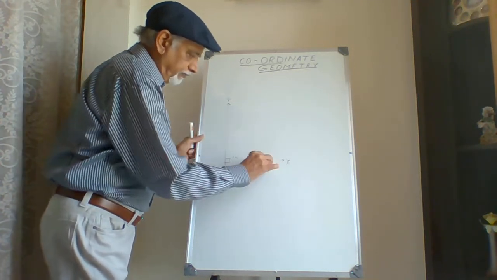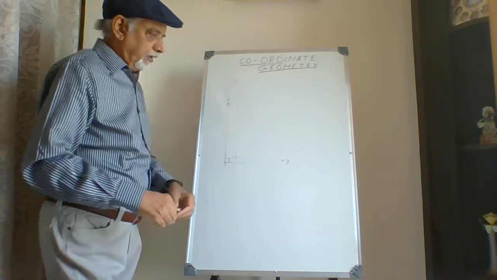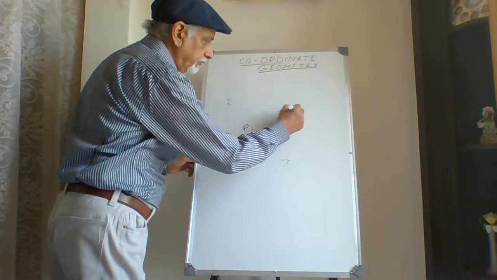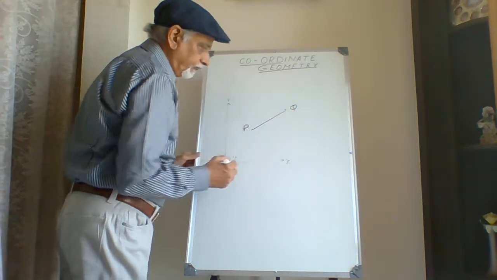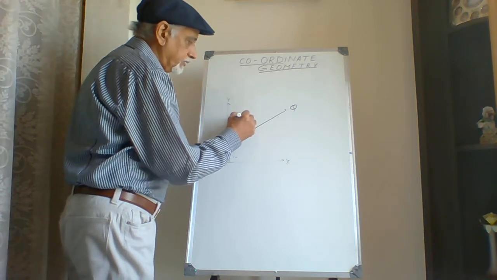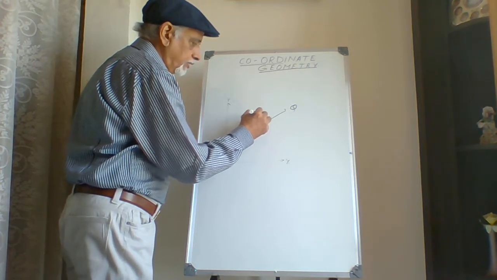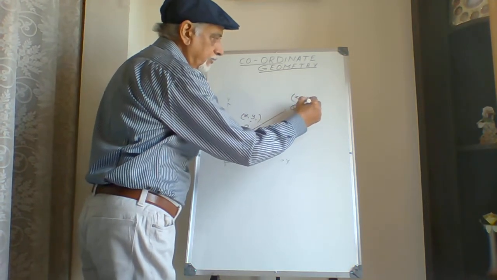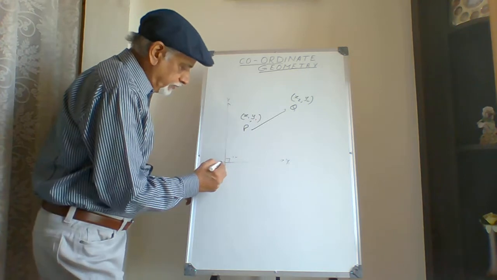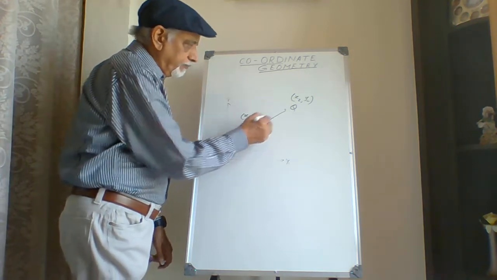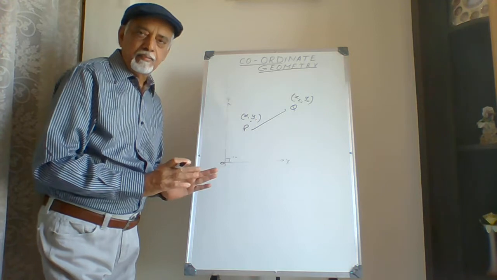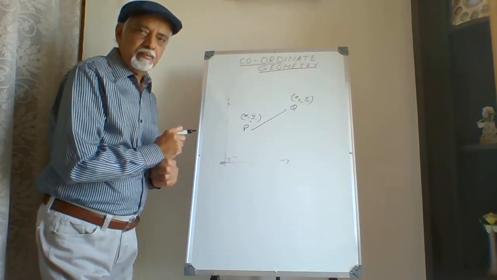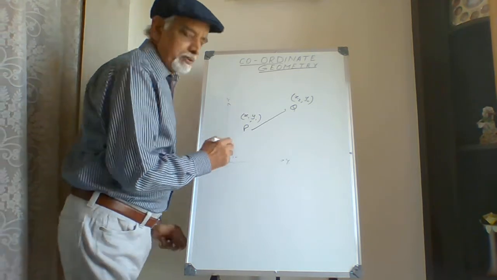Suppose we have a point P here and a point Q here, right? Now this point P is denoted as x1, y1, and Q is denoted as x2, y2. And if somebody asks you, find the distance between P and Q without measuring, how will we do it? We can do it with coordinate geometry, right? So I tell you the process of doing that.